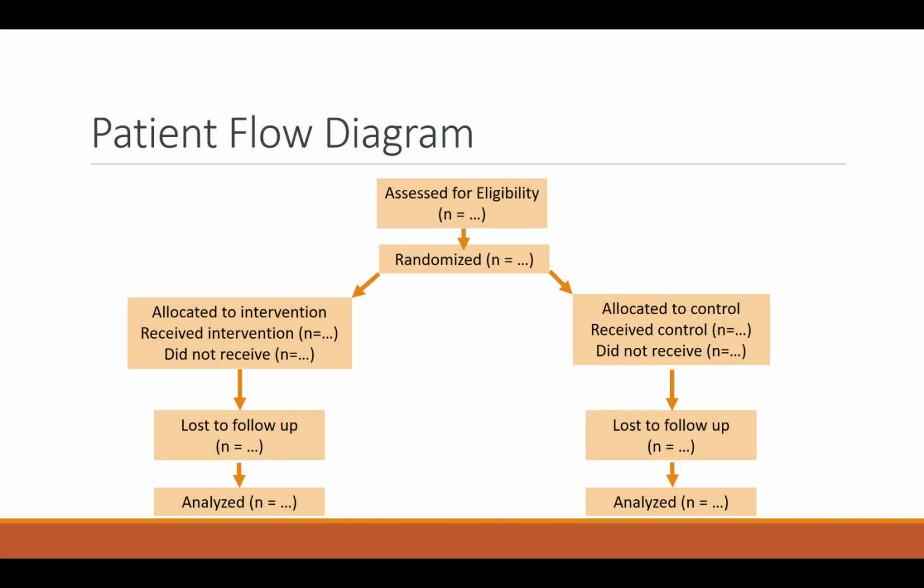Many of them will be allocated to the intervention, and then the rest will be allocated to the control group. We go through how many actually did receive the intervention and how many stayed in the control group, and then how many were lost to follow-up in each arm, how many were analyzed in each arm. And it's charts like these that are really useful for assessing attrition bias, so how many patients are falling out of each arm, and if there's a significant difference in how many patients fall out of each particular arm.